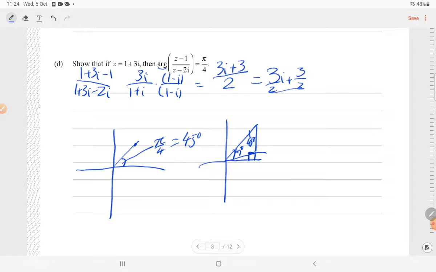So for an argument to be pi over 4, it must be an isosceles triangle. We must create an isosceles triangle. So here to here, the imaginary part and the real part must be the same, which it is: 3 over 2 and 3 over 2.